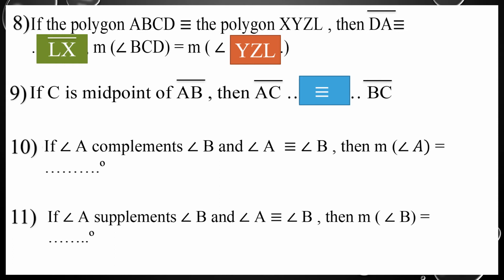If angle A is complementary to angle B and angle A is congruent to angle B, then the measure of angle A equals what? Equals 45. Complementary means 90 degrees, and angle A and angle B are congruent, so the measure of angle A equals 45 degrees. If angle A is supplementary to angle B and angle A is congruent to angle B, then the measure of angle B equals 90 degrees.